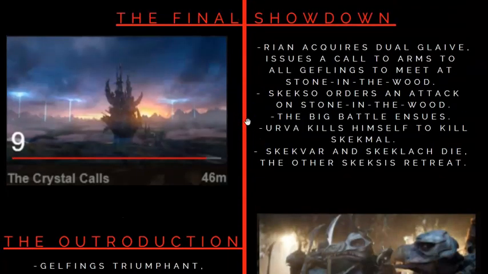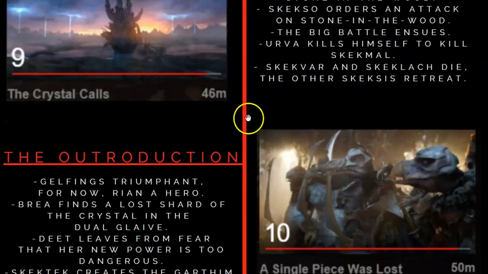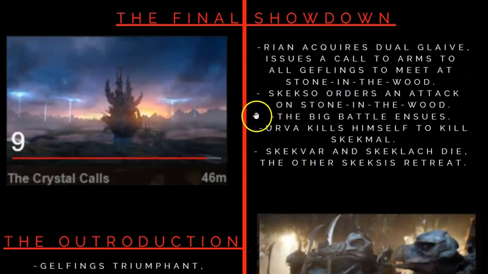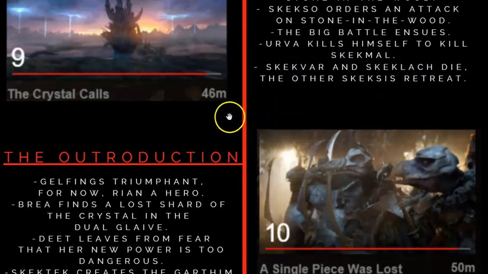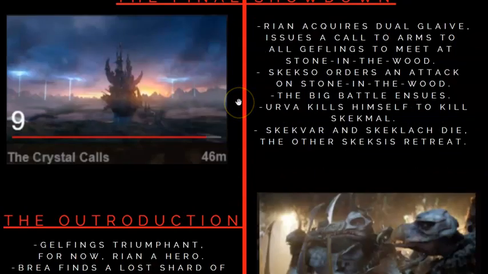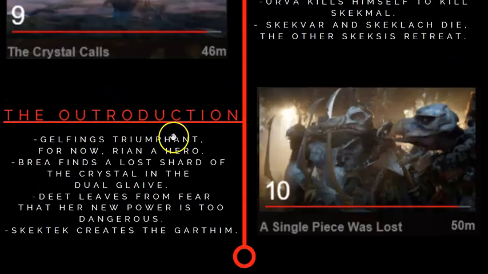But here we are in the outroduction. I call it the outroduction. It's the last part of the story, where stories are tied up, or the bad guys have gone away, and now it's just all about tying up loose ends and the resolution of the story. So the Gelflings are triumphant.